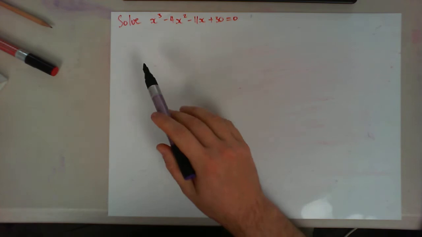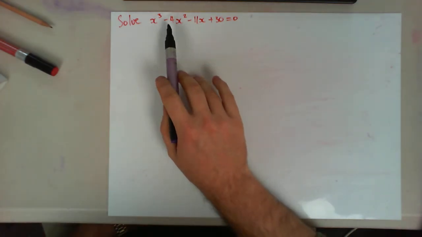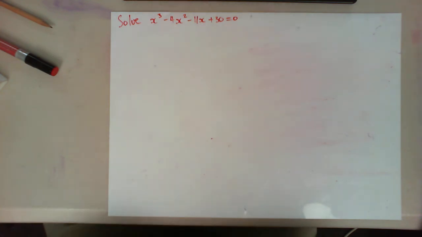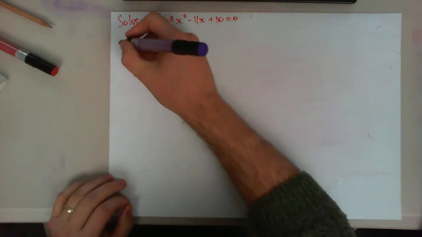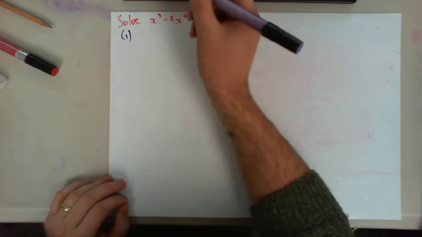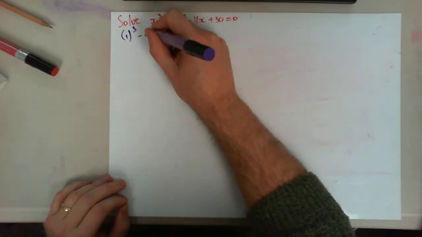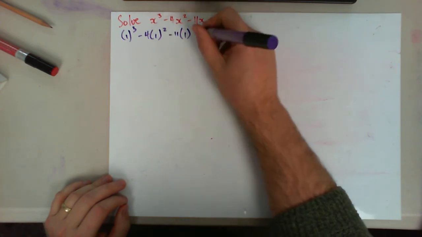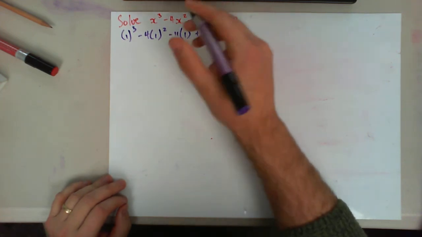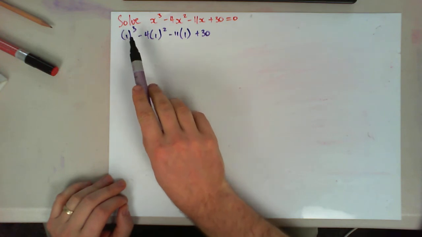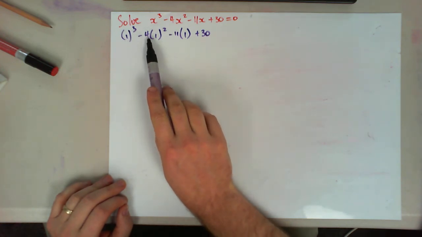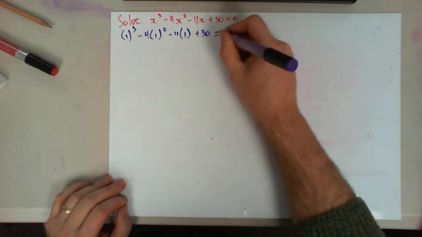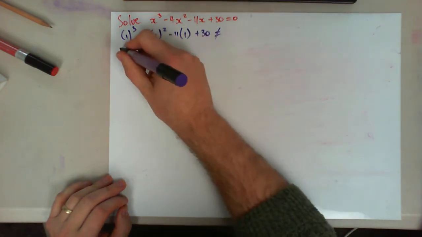Okay, so for this one, we're solving x cubed take 4x squared take 11x plus 30 equaling 0. So we need to find a factor. Let's try 1. So you get 1 cubed, take 4 times 1 squared, take 11 times 1 plus 30. We can see this will be 1 take 4, it's negative 3, take 11, negative 14, plus 30. Well, that's not going to equal 0. We can try negative 1.